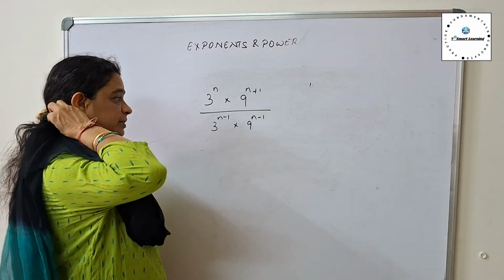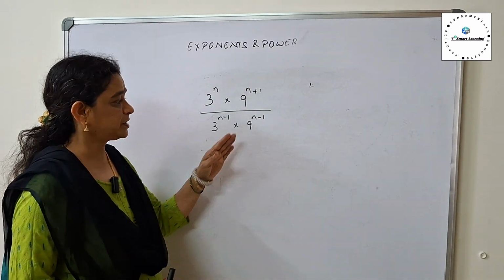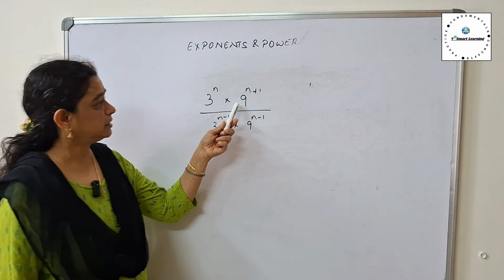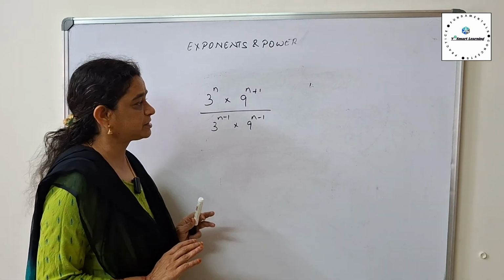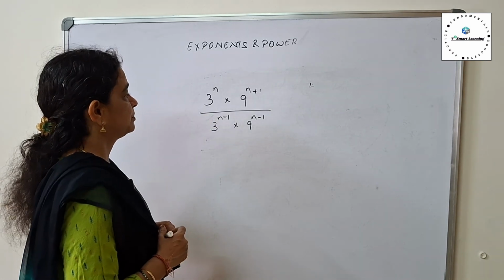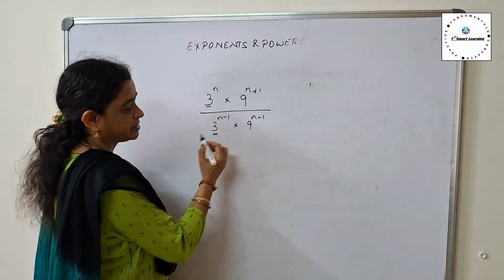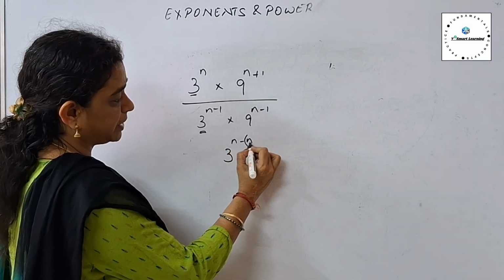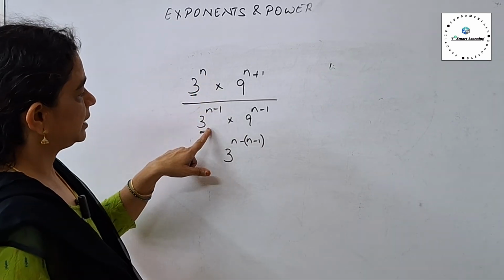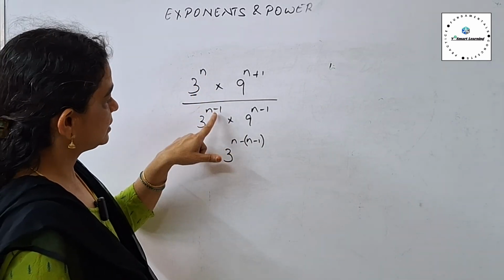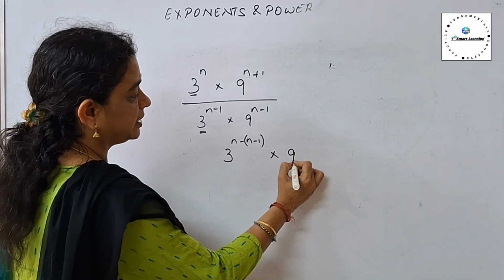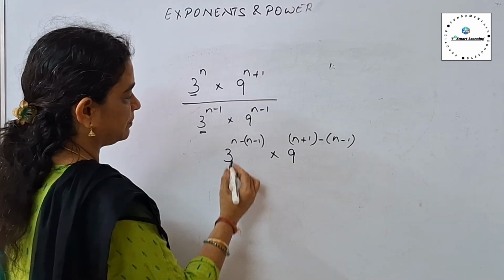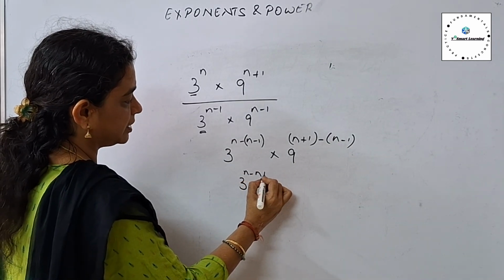So this problem I have taken so that we know how to express multiples of the base, here 3. 9 is a multiple of 3. If you get different bases, how do you analyze the problem? You see that these two are the same base. I can always write 3 power n minus (n minus 1), since a^m / a^n is equal to a^(m minus n). Similarly, 9 to the power of (n plus 1) minus (n minus 1), so this is 3 to the power of n minus (n minus 1).